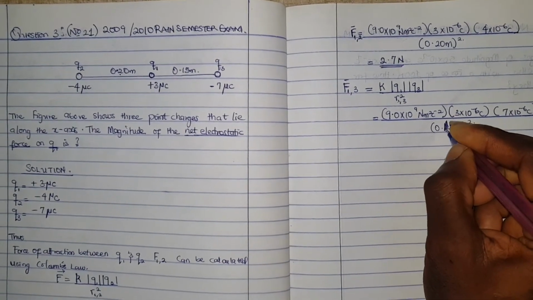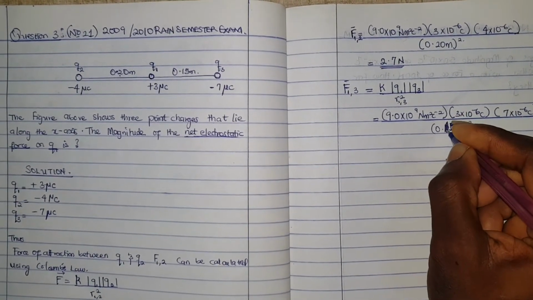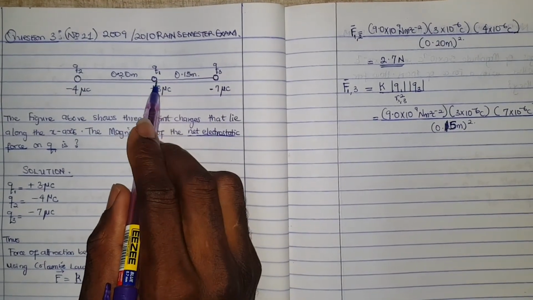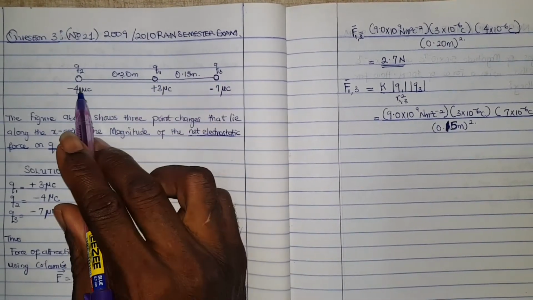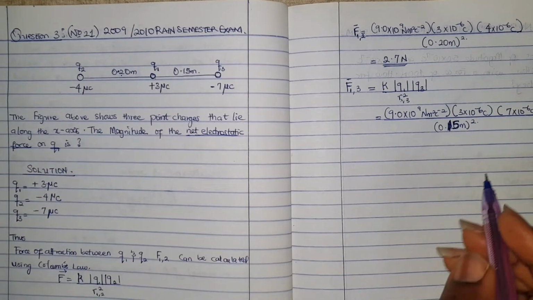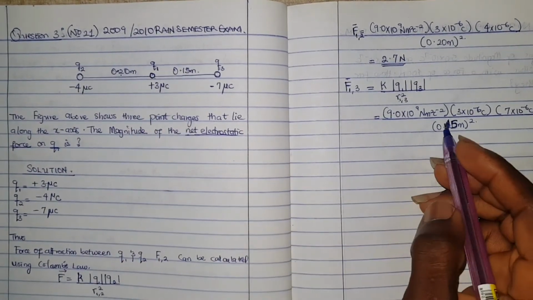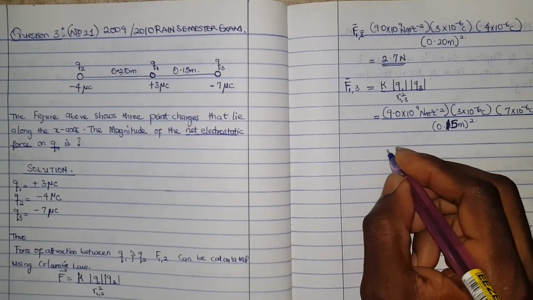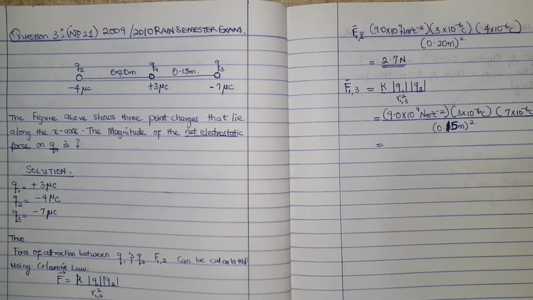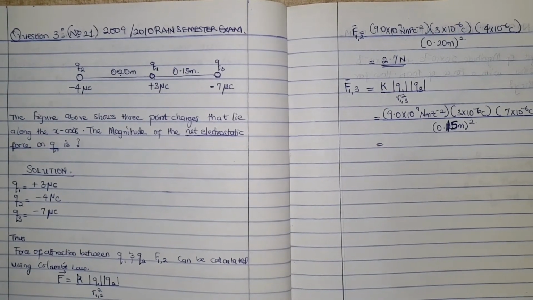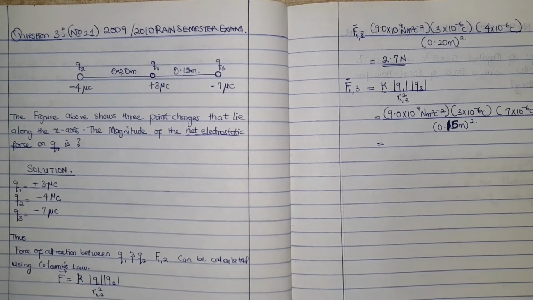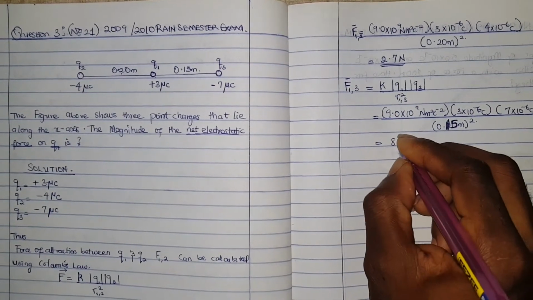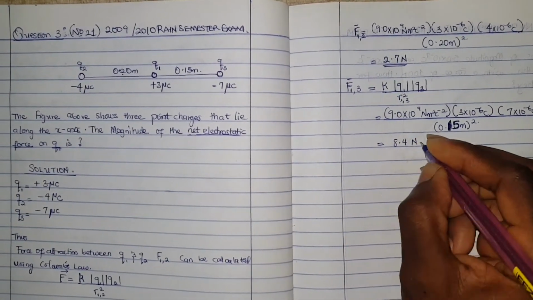0.15 meters square, because we are taking the distance between Q1 and Q3, not Q1 and Q2. It is Q1 and Q3. If you punch your calculator, you are going to obtain 8.4 newton.